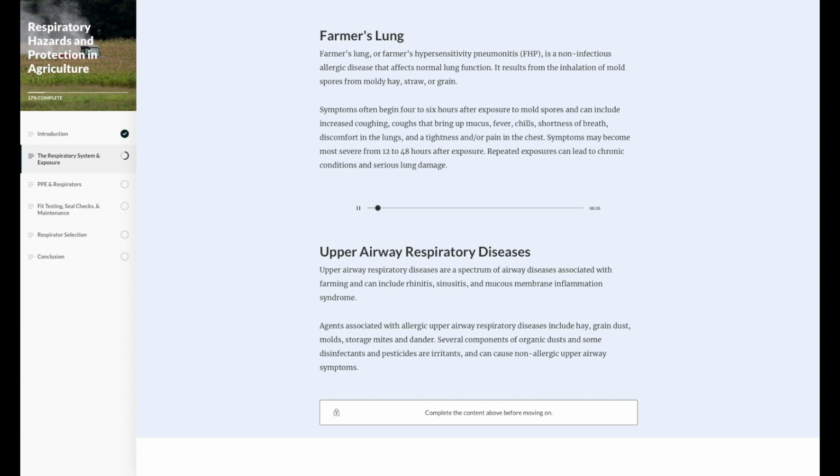Upper airway respiratory diseases are a spectrum of airway diseases associated with farming and can include rhinitis, sinusitis, and mucous membrane inflammation syndrome. Agents associated with allergic upper airway respiratory diseases include hay, grain dust, molds, storage mites, and dander. Several components of organic dusts and some disinfectants and pesticides are irritants and can cause non-allergic upper airway symptoms.